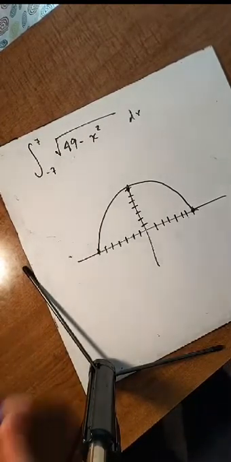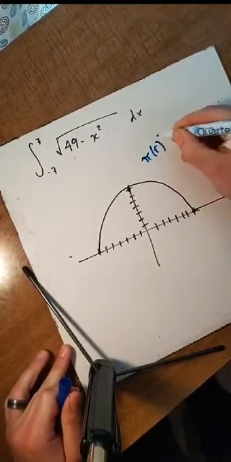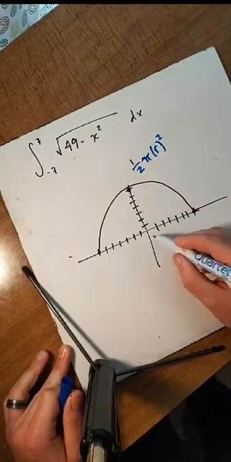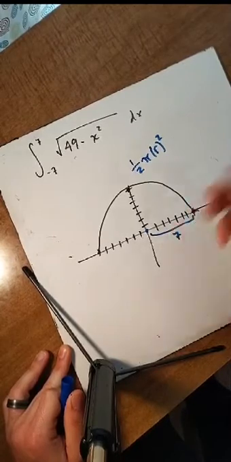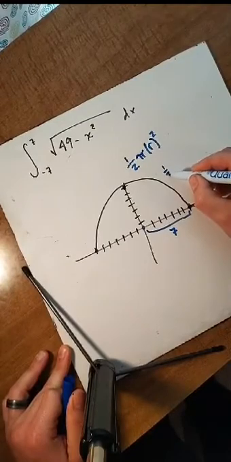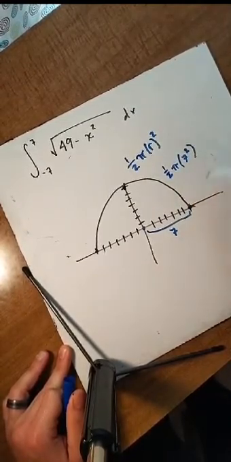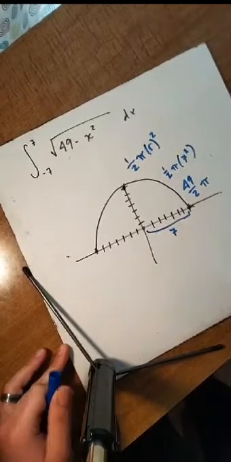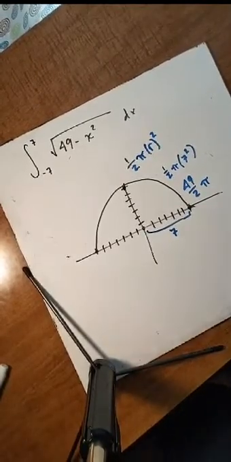Well, any circle would be pi times r squared. But this is a semicircle, so we're going to do 1/2 that. The radius is the distance from the center to the edge, or any edge, which would be 7 here. So we got 1/2 pi times 7 squared. So if we wanted to be exact, it'd be what, 49 over 2 pi? But we're going to type in the decimal into the calculator.